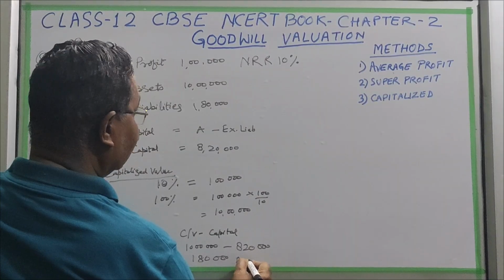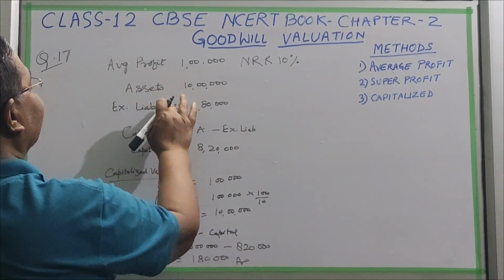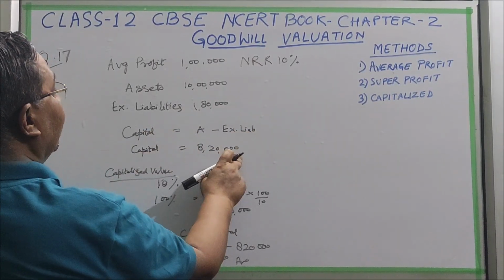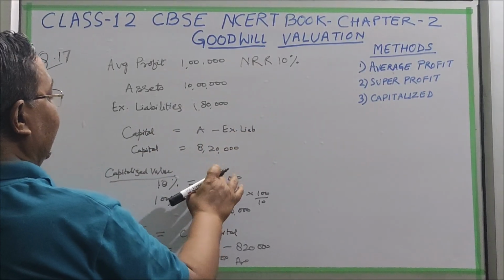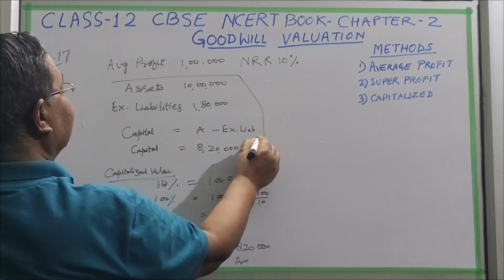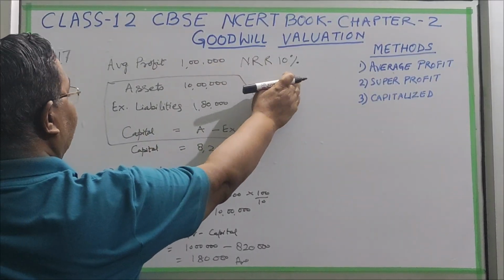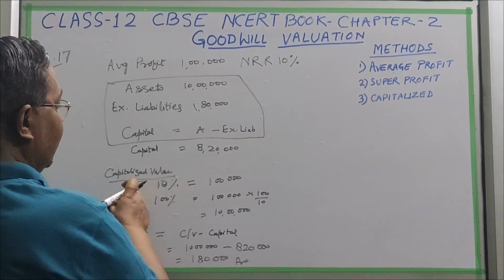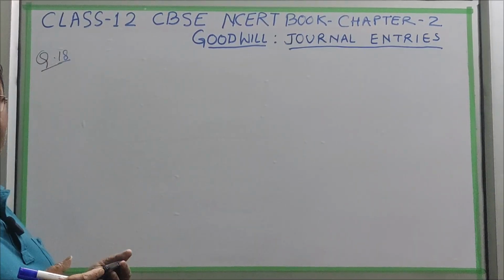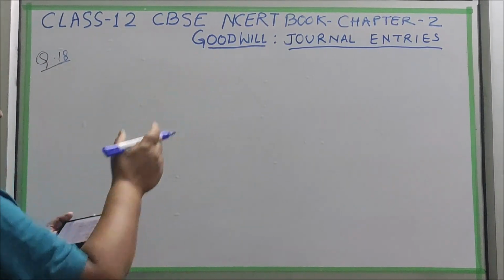So this is your capitalized value. Here the only difference was that assets and liabilities were given and capital was not given, so you had to calculate the capital first. That portion was extra; otherwise, if the average profit, normal rate of return and capital are given, you could have gone directly. Now, from here onwards, we will discuss journal entries.